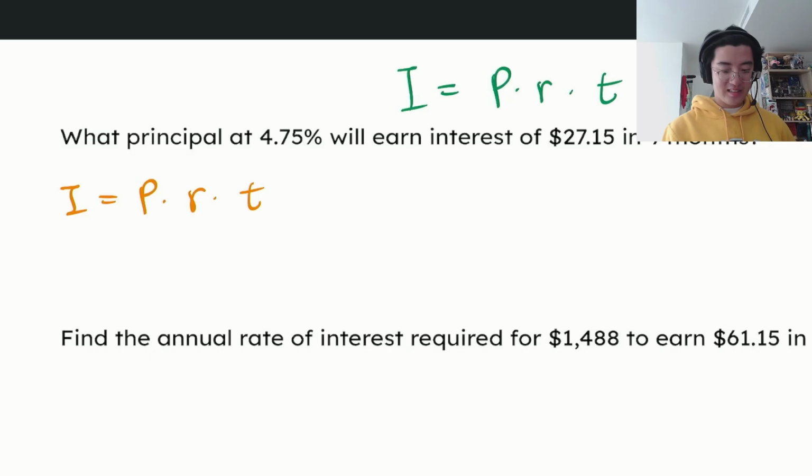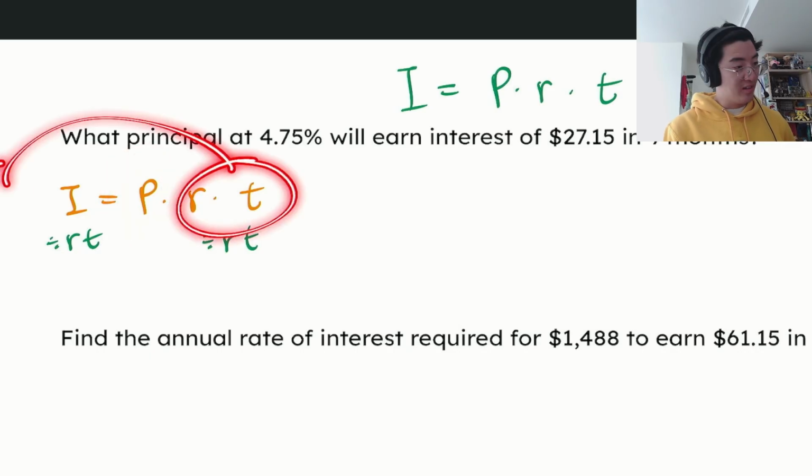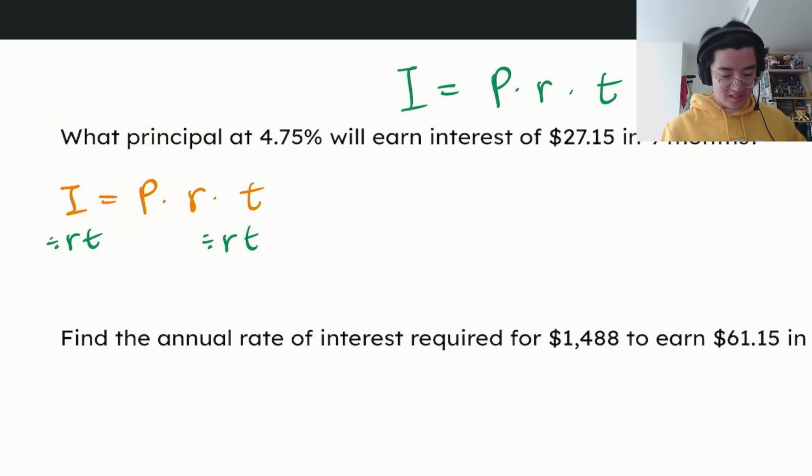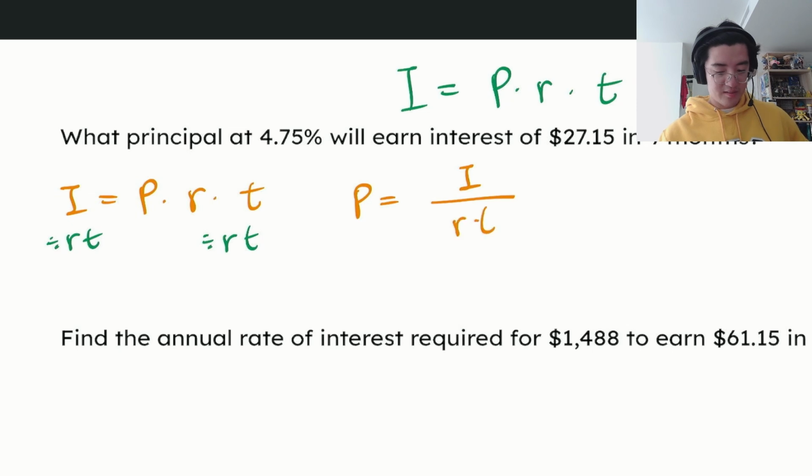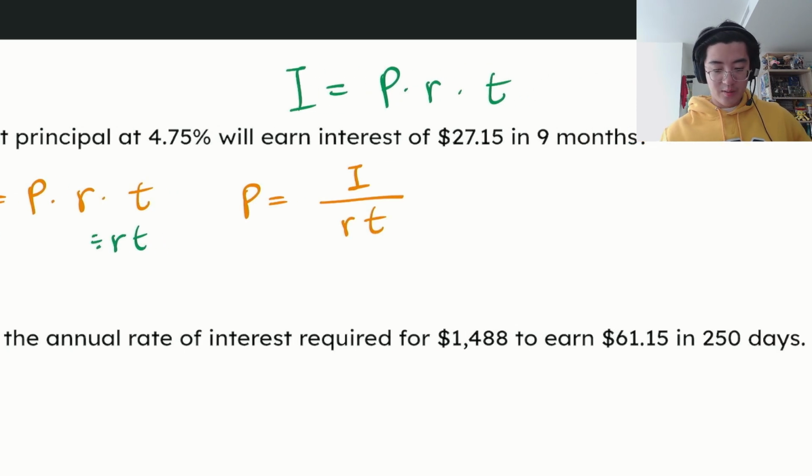How to isolate the p? We divide both sides by RT. To isolate this variable, we have to move the RT to this side, so we do the inverse operation. So our principal is just the interest divided by RT. And then we just plug all the numbers in.